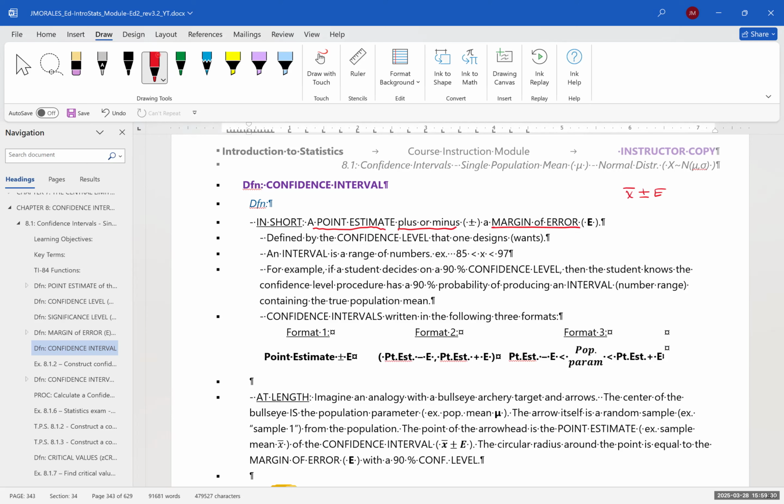Now, we'll get into it in a minute, but you could write this in interval notation as something like this: point estimate minus error, point estimate plus error. Minus the error would give you a lower number, and adding error would give you a higher number. And so this gives you a range of numbers that constitutes your confidence interval.